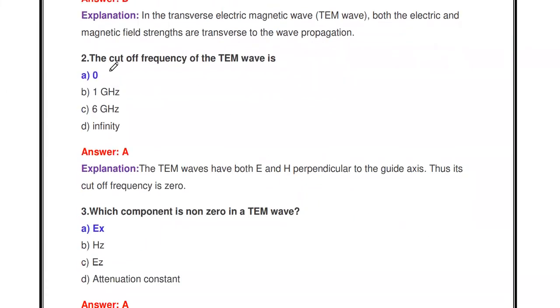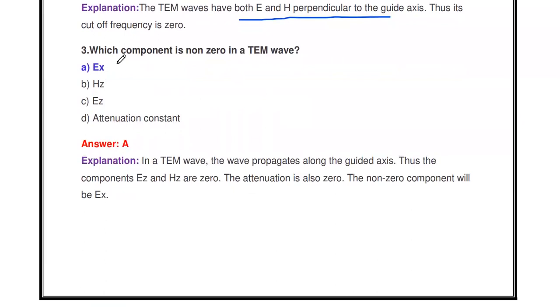The next question: the cutoff frequency of a TEM wave is dash. The TEM wave has both E and H perpendicular to the guide axis. That's why the cutoff frequency of the TEM wave is 0. Then the next one: which component is non-zero in a TEM wave?